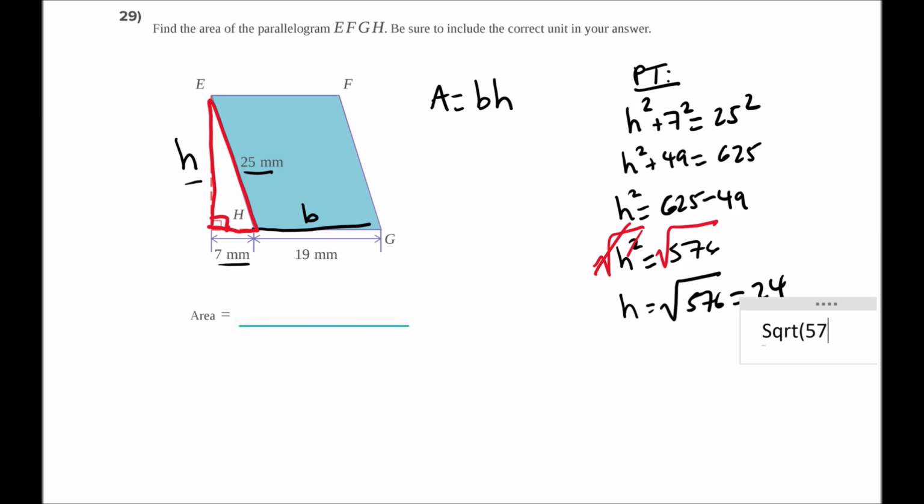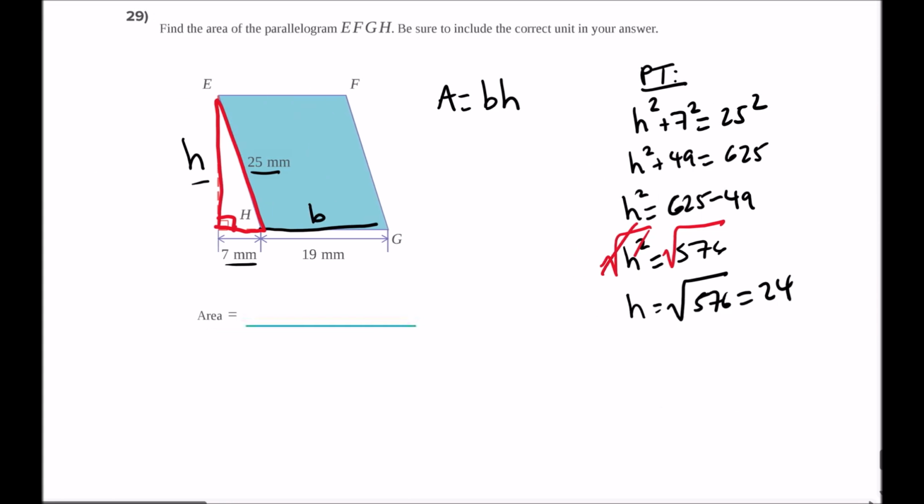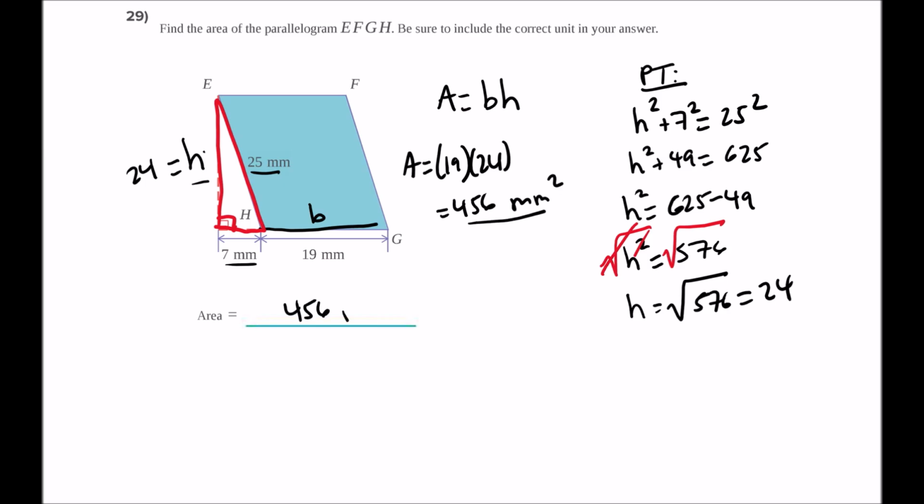I'm going to double check that. Square root of 576, that's 24. So yeah, it's equal to 24. So now we know that h is equal to 24 millimeters. So now we can plug it in. Area equals 19 times 24, and that gives us 456 millimeters squared. All right, that takes care of that one.